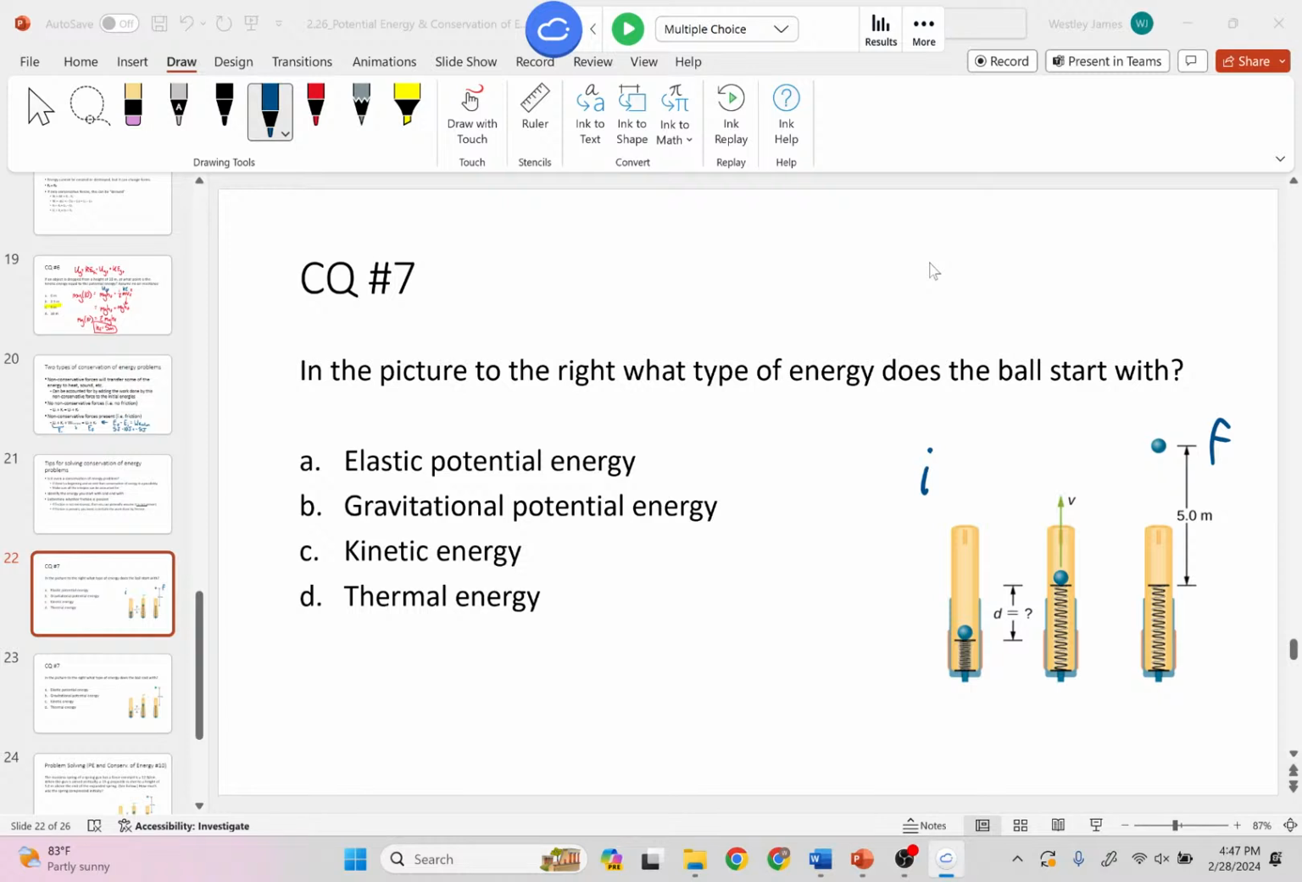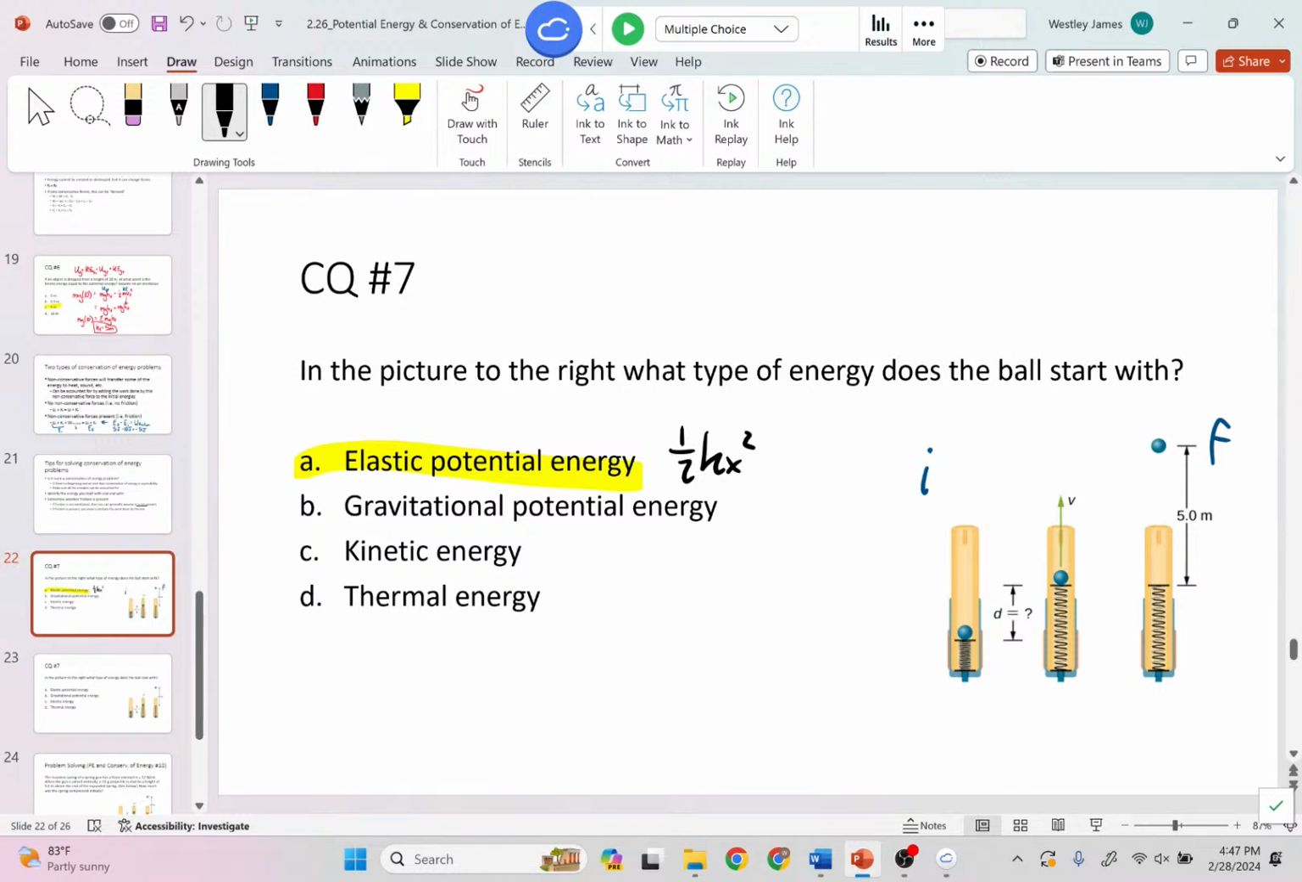All right, so this question was actually a little, I'm going to say tricky. It's a little subtle. The first answer is very obvious: elastic potential energy. It's a spring. If you see a spring, there's elastic potential energy. What's the equation for that? 1/2 kx squared. The next one, gravitational potential energy. Is it above ground? And this is where this one's kind of a little subtle.